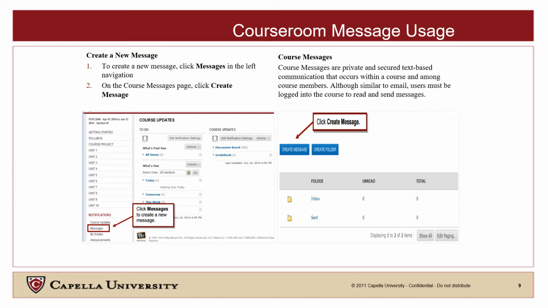Switching gears a little bit, we also wanted to point out to you the Courseroom message area. You can find it under the Notifications tab on the left side navigation toolbar. If you hit the message area, this right screen will appear for you. You can create a new message here. If you have messages, you'll see that in the inbox. You can also view any messages you have sent as well.